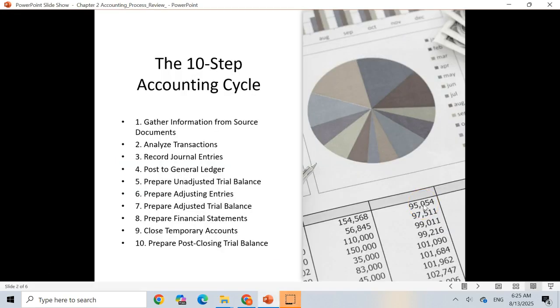This chapter goes through the 10-step accounting cycle. It goes through it in one chapter, whereas in your intro accounting, this was spread out over several chapters. But again, like I said, it goes from gathering information from a source document for external transactions, to analyzing them, to recording the entries, posting them to the GL, preparing an unadjusted trial balance, and so on and so forth, till you can prepare your financial statements, and then you close out your temporary income statement accounts and dividend accounts to prepare a post-closing trial balance.